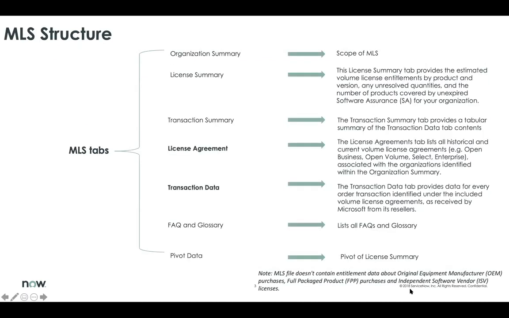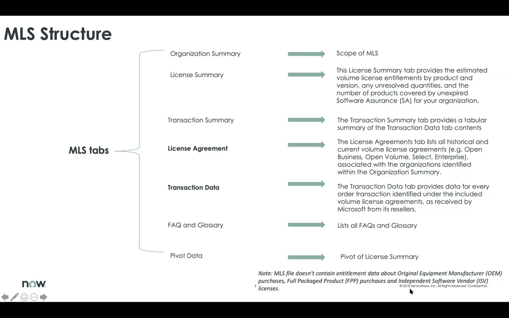The structure of MLS has been consistent over the years. There are tabs like organization summary, license summary, transaction summary, agreement, transaction data, FAQ, and glossary and pivot data. The transaction data tab is of highest importance because it provides data for all the transactions done by the organization, which includes all the purchasing details as received by Microsoft.